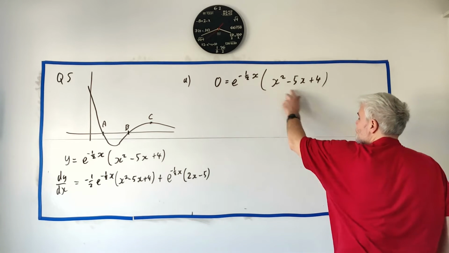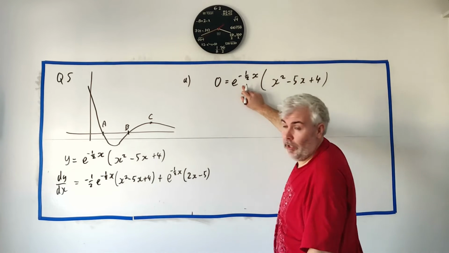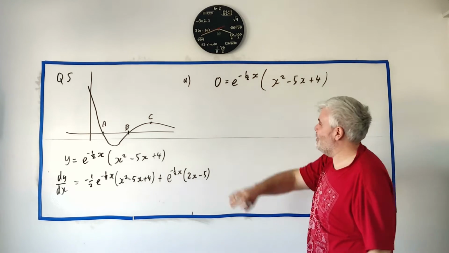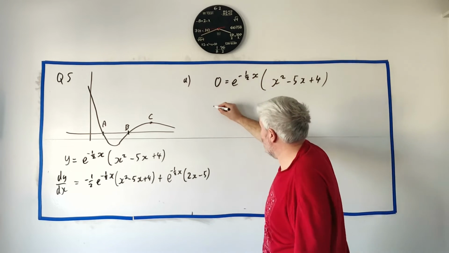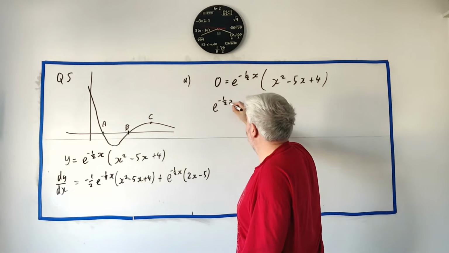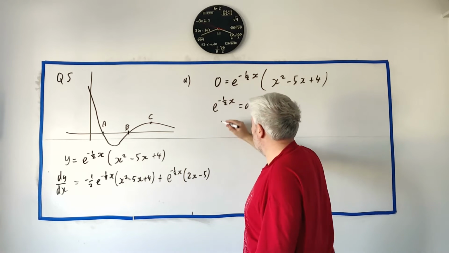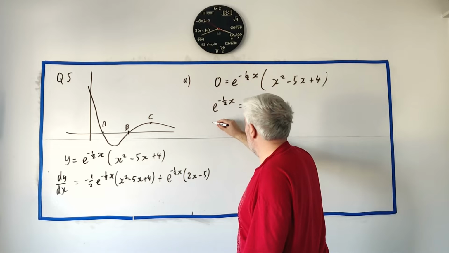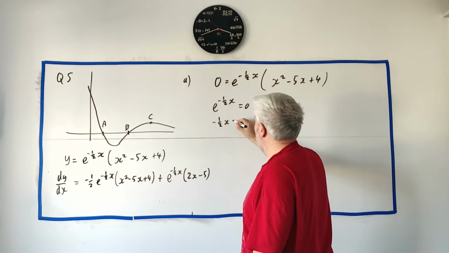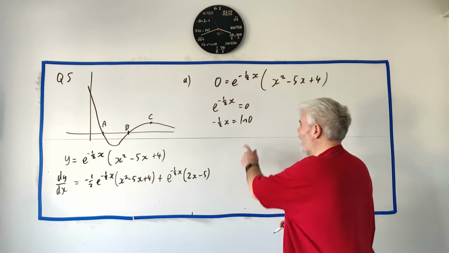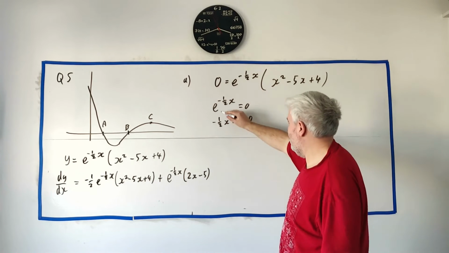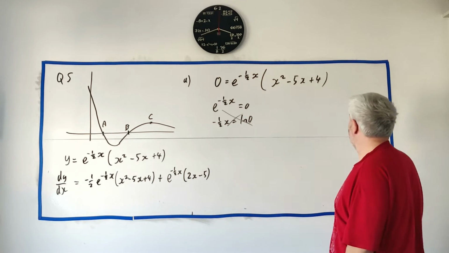Okay, so that means two things multiplied. 0 must equal one of these. Or one of these must equal 0, I guess. And you could go ahead and try e to the minus a half x equals 0, try and solve that, natural log both sides, minus a half x equals natural log of 0, but the calculator will give out to you here and say there's no solution to that.